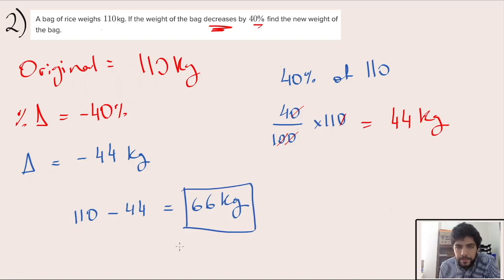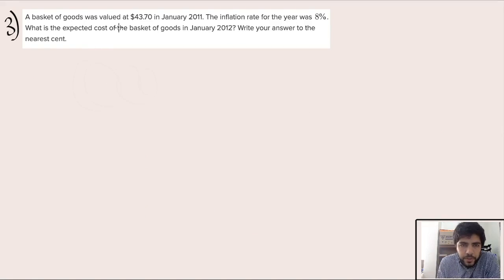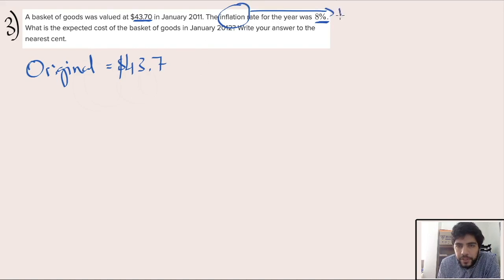That's the new weight. Now let's look at another problem. We're told a basket of goods was valued at $43.7, so that's the original, in January. The inflation rate for the year was 8%. Inflation means increase. The price increases. This is what happens with inflation. What is the expected cost in January 2012?